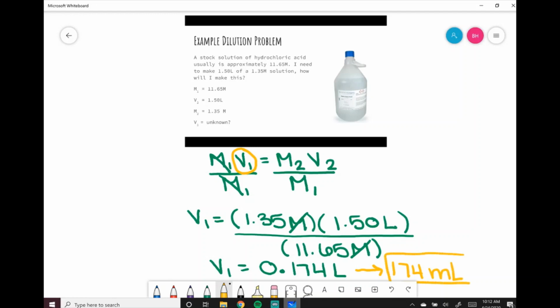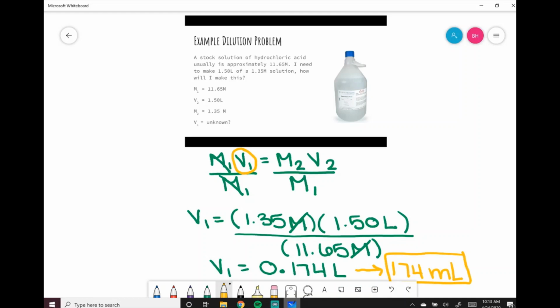So how am I going to make this solution? Well, the first thing I'm going to need is a 1.50 liter volumetric flask. I'm going to fill it halfway up with water. From my concentrated solution of 11.65, I'm going to use a graduated cylinder and measure out 174 milliliters exactly. I'm probably going to have to use a very careful pipette to make sure I get exactly that 174, not 173, 175, or something like that. I'm going to add that to my volumetric flask that already has some water in there.